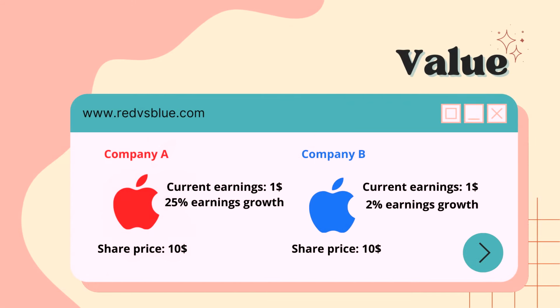Let's take, for example, two companies. Company A has a current earnings of $1 per share and has been growing their earnings by 25% for the past 10 years. They're currently trading at a share price of $10. Company B, however, is also currently earning $1 per share, but is growing their earnings by 2% every single year for the past 10 years and is also trading for $10. Which of these two companies would you rather invest in?